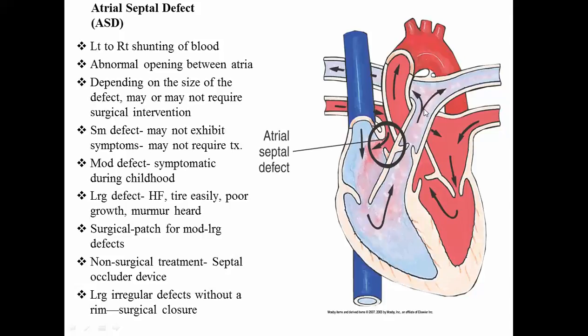So with small defects, the infant may not exhibit symptoms and may not require surgical intervention. With mild defects, many may be asymptomatic and may not require treatment. And with moderate defects, most children will be symptomatic, especially during childhood, because they're much more active and their oxygen demands are higher. So that's when you will see some symptoms. Now with large defects, you're definitely going to have congestive heart failure. The child will tire easily. They'll have poor growth. You're definitely going to hear a murmur.